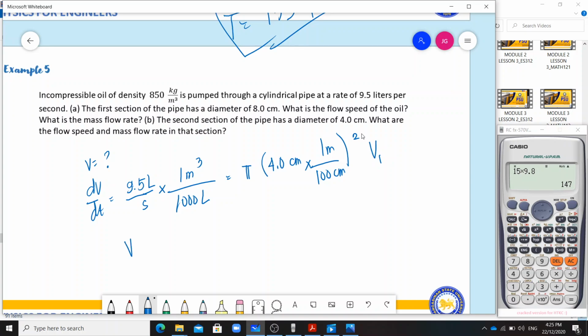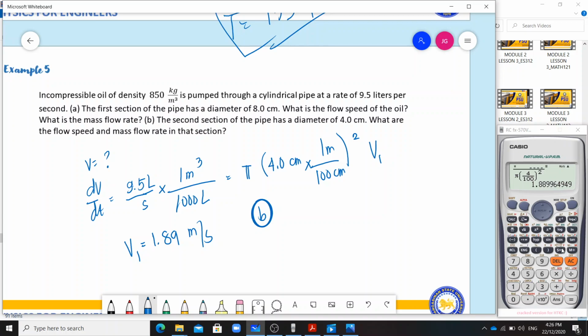So, ang V1 natin na equivalent sa 9.5 times 1 over 1,000 over pi times 4 over 100 squared. Okay. So, that is equivalent sa, meron tayong speed na 1.89 meter per second.